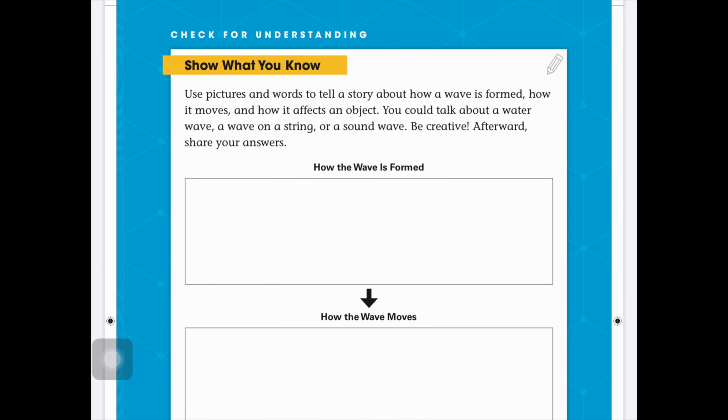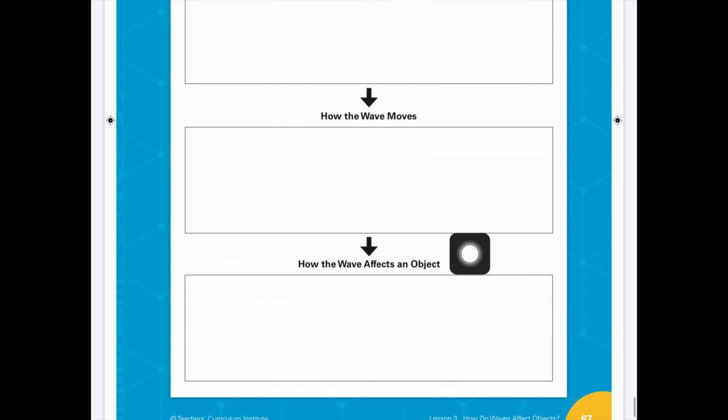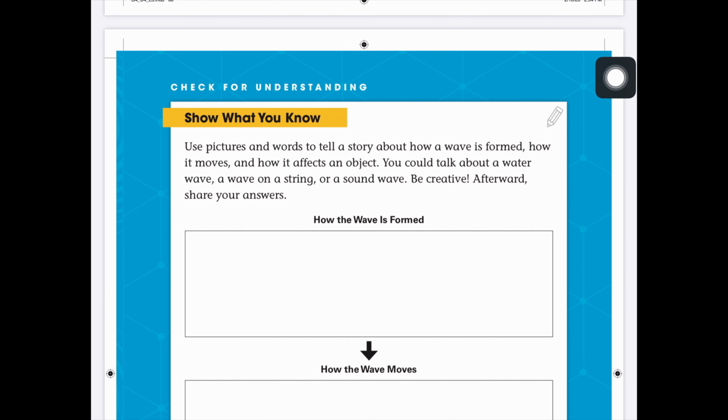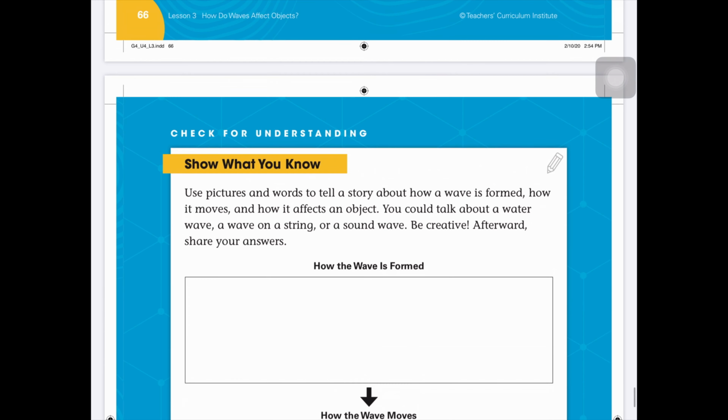So this one's Show What You Know. You use pictures and words to tell a story about how a wave is formed, how it moves, and how it affects an object. So you're going to draw a picture and use words to say how the wave is formed, how the wave moves, and how the wave affects an object. So I want you to really try to be creative and then share your answers with your teacher on either Seesaw or email or however you share them.